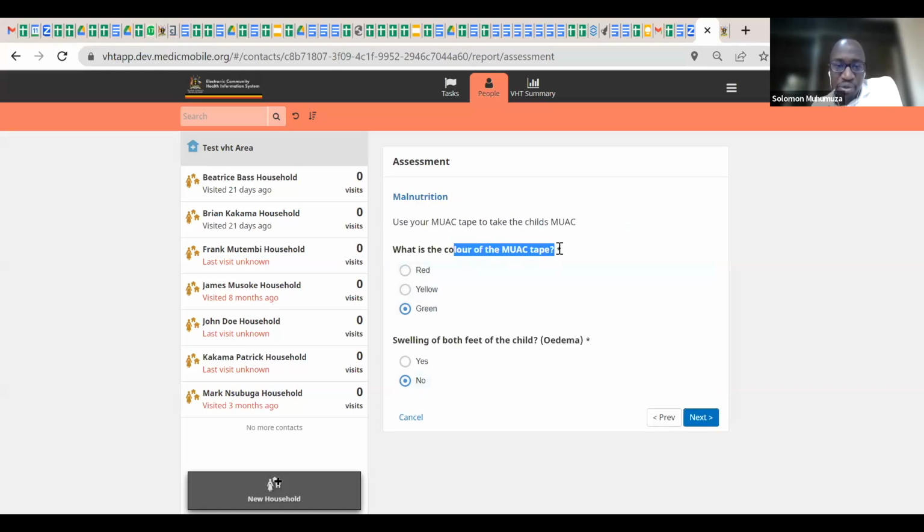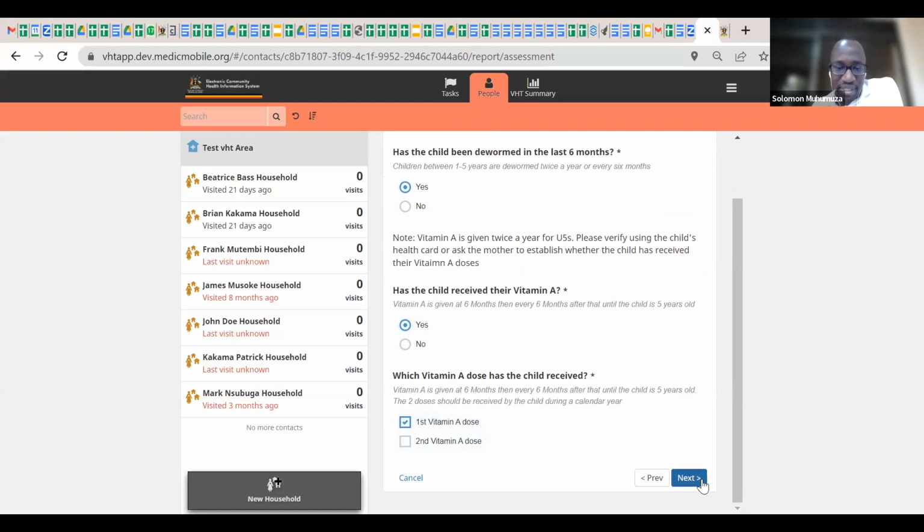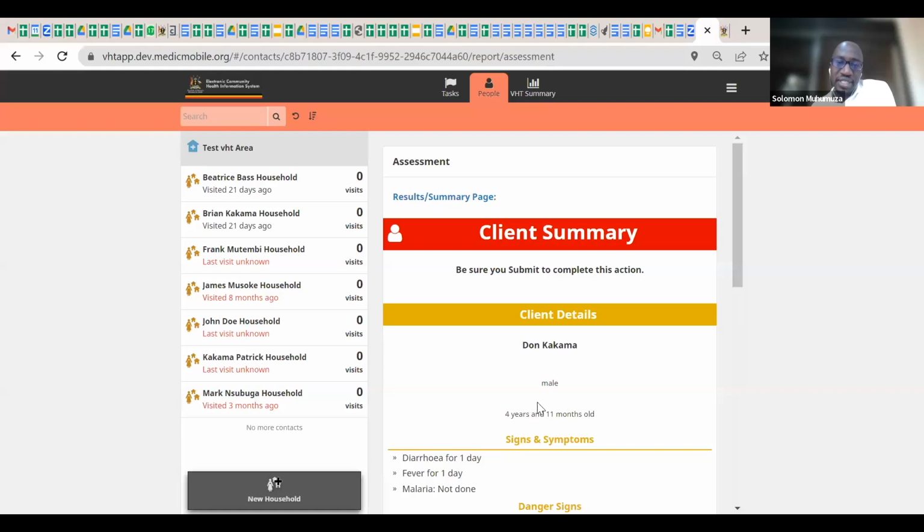Then we use the MUAC tape to take the MUAC of the child, but this one is green and the child has no edema. So we know that as per our guidelines, we're supposed to give vitamin A twice a year. We're in the first quarter of the year and just moving into the second one. So it is a yes, and the child has received vitamin A for the first dose. So this would be, of course, the result.